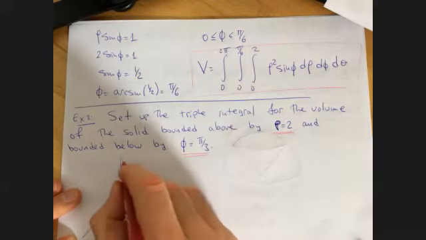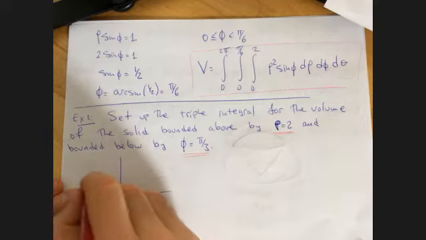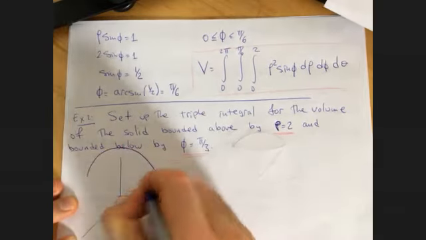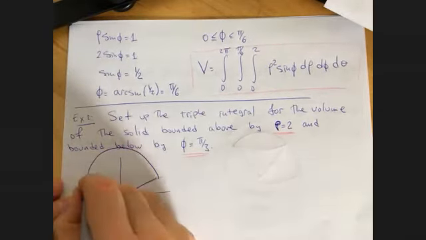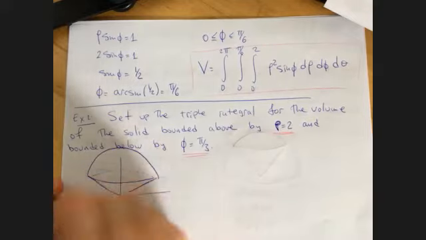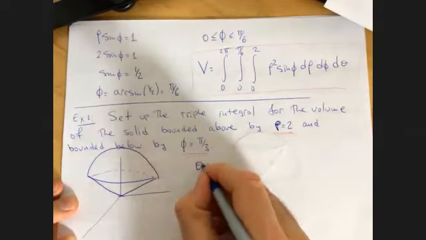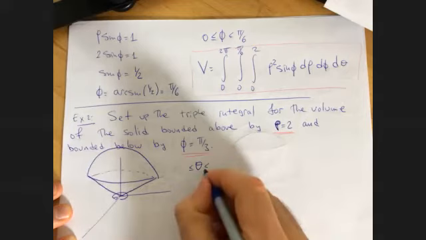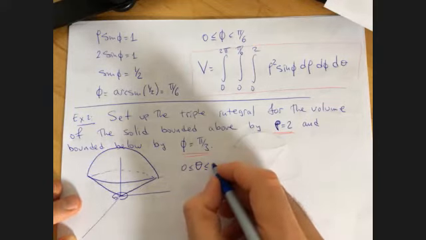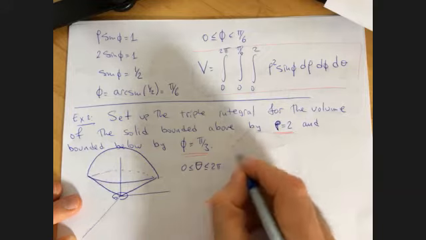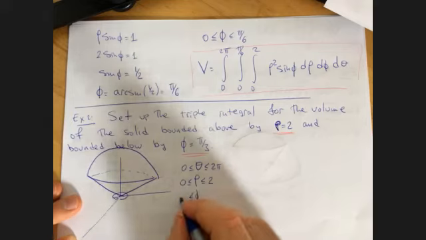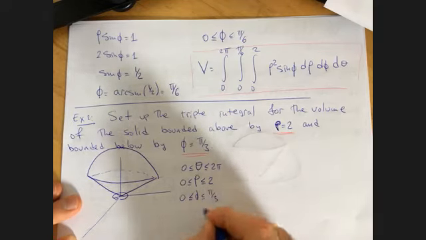So pi over 3 is, where is it? Pi over 6, pi over 3. Like this, and then above that we have the sphere, right? So obviously this angle here, we go around the z-axis full circle. So theta is from 0 to 2 pi. Rho is already defined from 0 to 2, and then phi is defined from 0 to pi over 3.